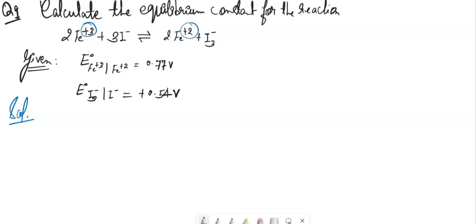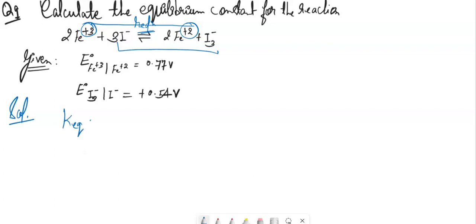The first thing is, Fe³⁺ is converting into Fe²⁺, so you can expect that this is the reduction. That's your reduction. And there is a conversion of I⁻ to I₃⁻. What we need to calculate is the equilibrium constant, that is K equilibrium.